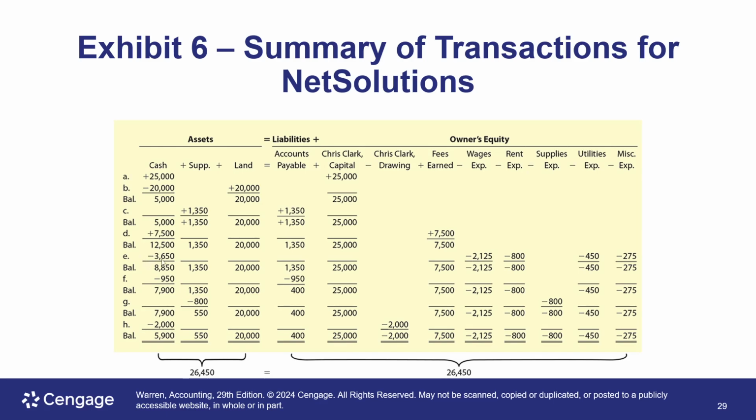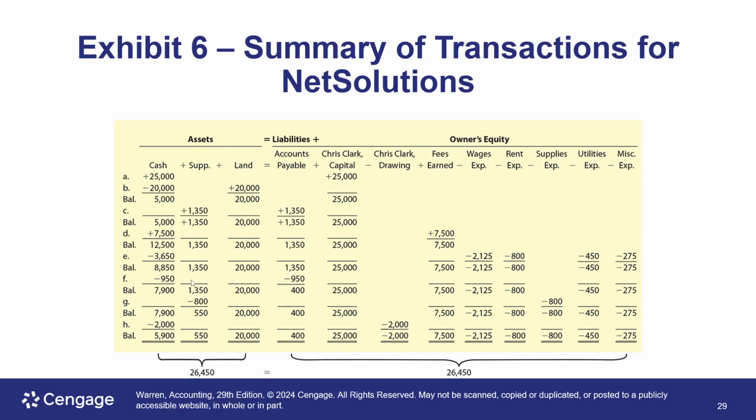But if we look at this next transaction, we don't have a text telling us what happened, but we can decipher what happened. We know for sure we spent $3,650 in cash. And what did we spend it on? Well, $2,125 was on wages. $800 was on rent, $450 was on utilities, and $275 was miscellaneous expenses.